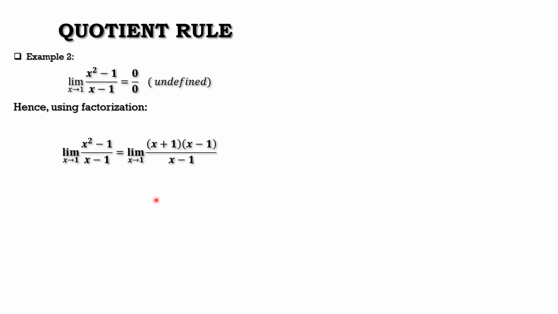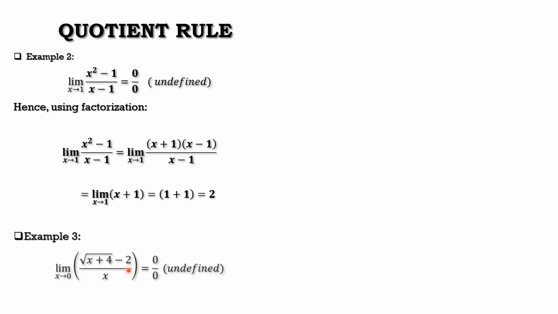Now, before we continue, we have to completely factorize the numerator. When you factorize it, we have a numerator that is a difference of two squares. It will be x plus 1 and x minus 1. The denominator is x minus 1. So x minus 1 and x minus 1 here will cancel out, and our result will be the limit as x approaches 1 of x plus 1. We then substitute the 1 as our input to get our answer, which is 2.